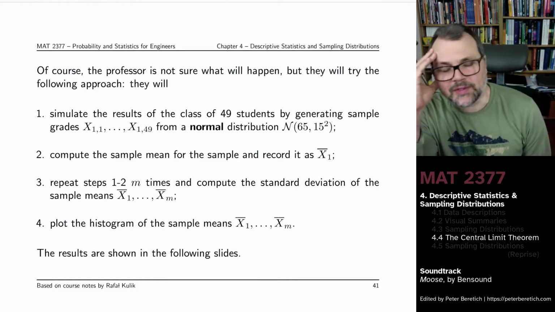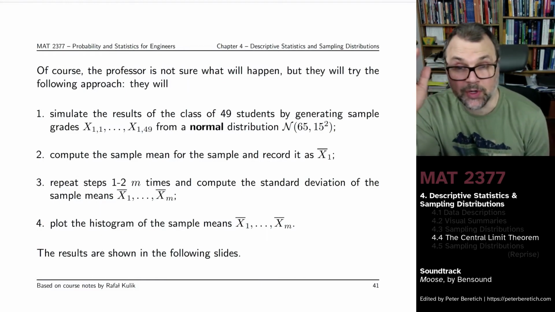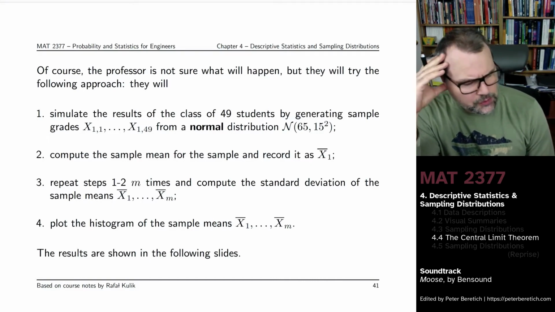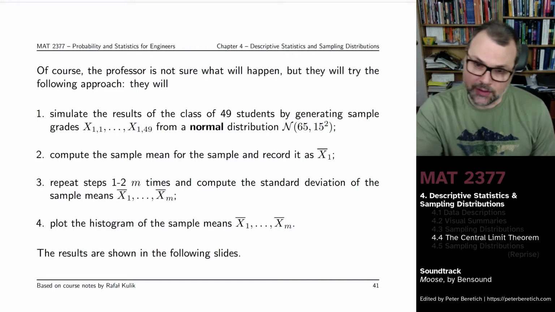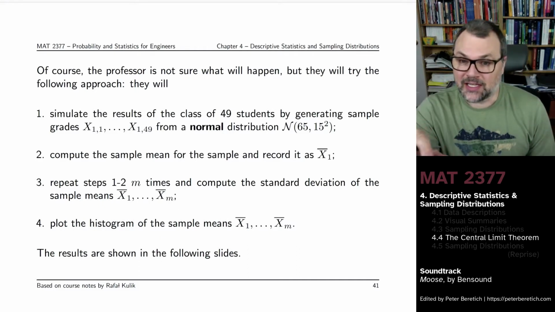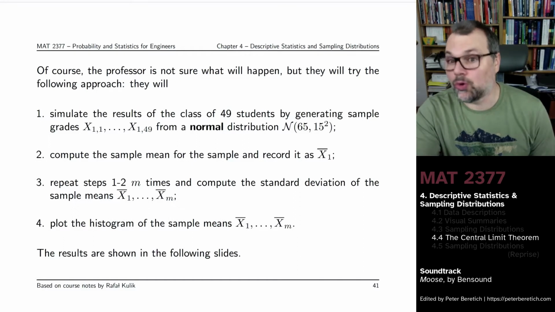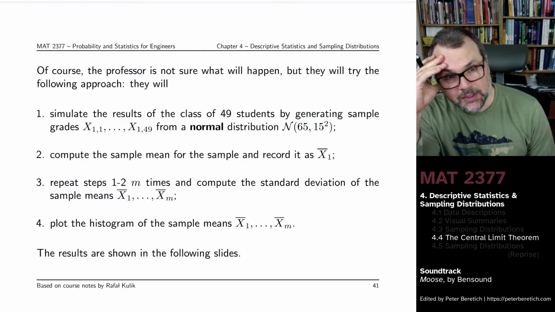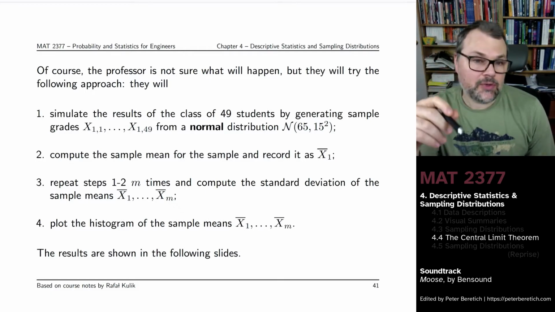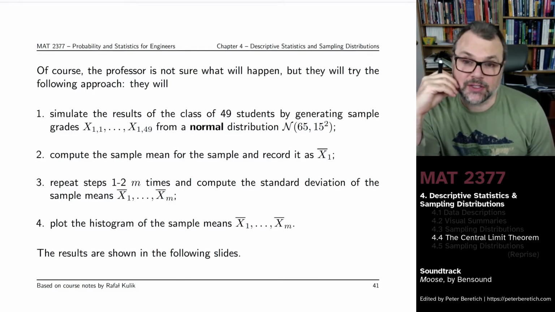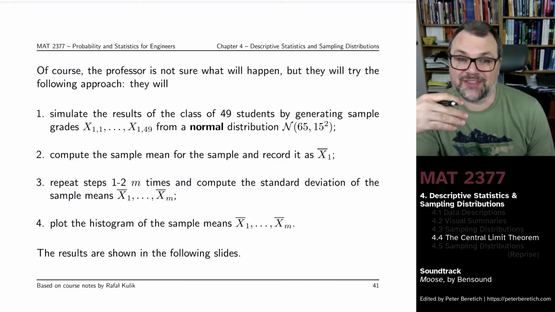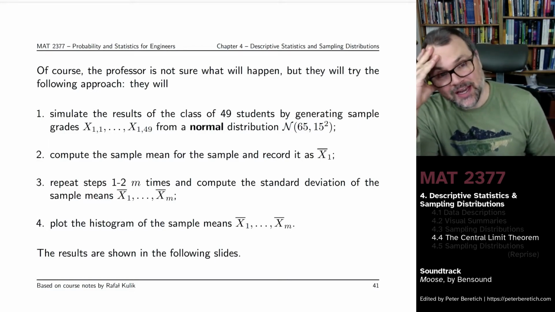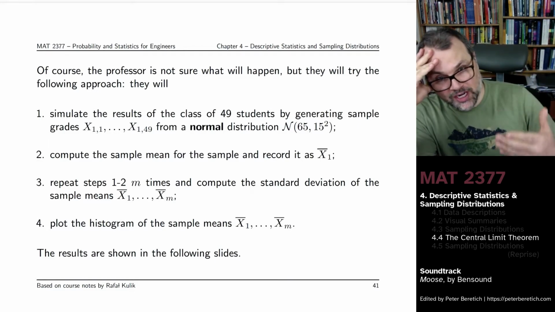Well, the prof isn't sure what's going to happen, right? There could always be a year where the group will be different. Perhaps this is the year where all the gifted students are in the class, or this is the year where everybody who's taken this class has failed it in the previous year. Who knows? But in order to try to get a sense for what might happen, they could simulate the results of the class of 49 students by generating a number of sample grades. They could do this m times, and every time they would generate 49 grades.